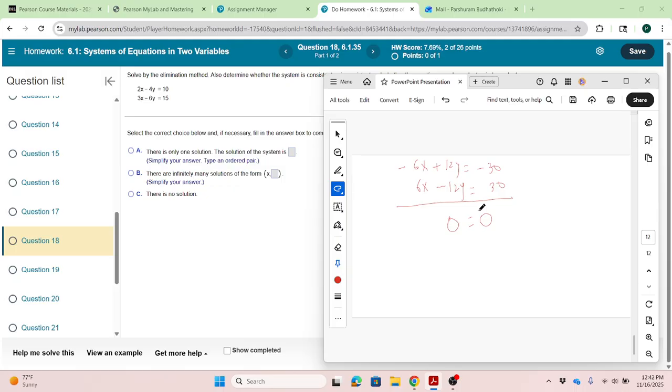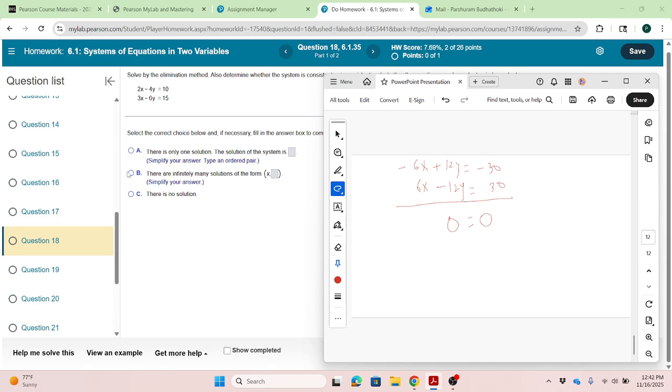That means this is actually the same equation. Luckily, we are dealing with the same equation. If you divide by 2, it would be x minus 2y equals 5, and if you divide by 3, it would also be x minus 2y equals 5. So both of these equations are equivalent. That's when you get 0 equals 0. That means the solution is infinite.